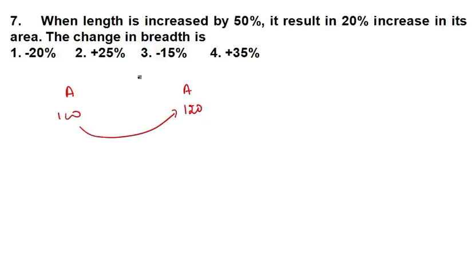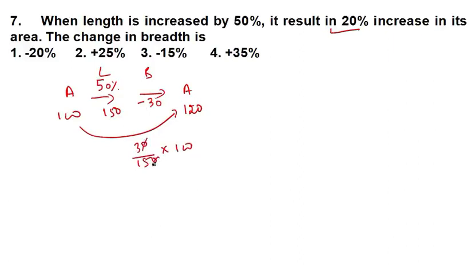Because area got increased by 20%. But what happened in between with length and breadth? Length got increased by 50%, means 100 becomes 150. Now to make 120, look guys, it's very simple. This is 150. Now to make it 120, you have to minus 30. Then only you get 120. But this 30 will be minus from 150, so this 30 over 150 will be written on the base into 100.